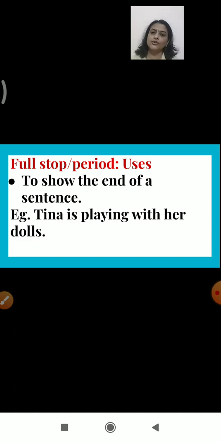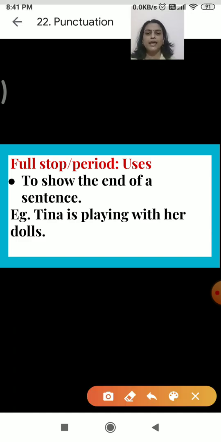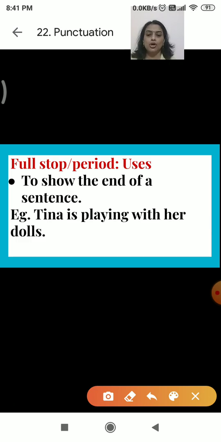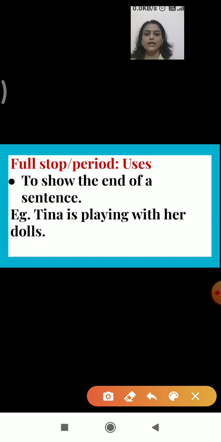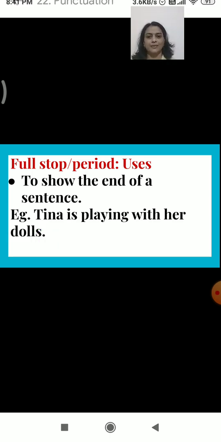Now the full stop, or the period as it is also called, shows the end of a sentence, right? So a full stop is used to show the end of a sentence. It just gives us a signal that the sentence has come to an end. For example, Tina is playing with her dolls. Here you can see the full stop that shows that the sentence has come to an end.